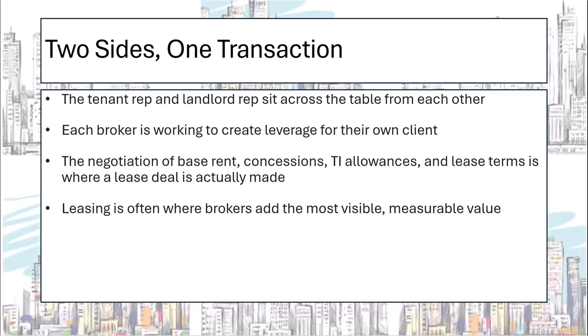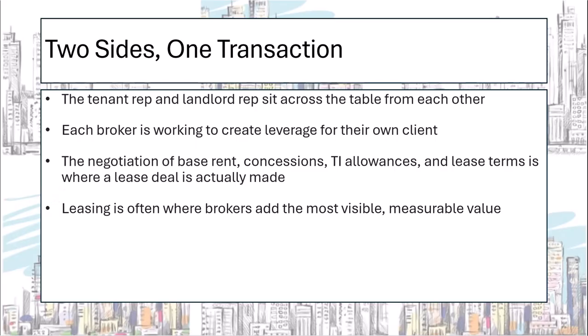At the negotiating table, the tenant broker and landlord broker represent opposing interests, but both are working toward a completed lease. Each broker attempts to create leverage for their client. The tenant broker may emphasize competing buildings and alternative locations. The landlord broker may emphasize the quality of the property, limited availability, or interest from other prospective tenants. The negotiation of rent, concessions, tenant improvement allowances, lease length, and option rights is where the economic substance of the lease is established. This is also where brokers often add their most visible and measurable value.